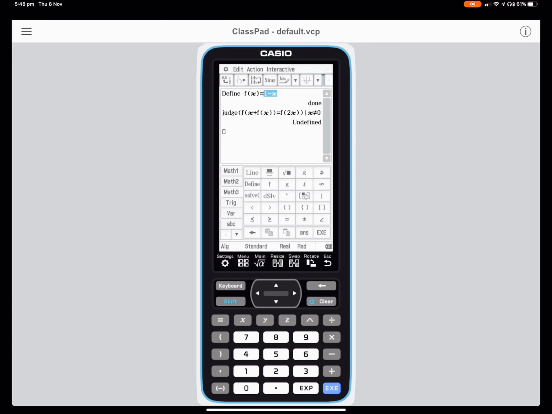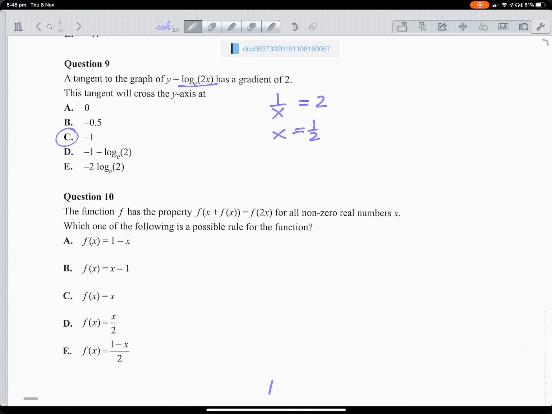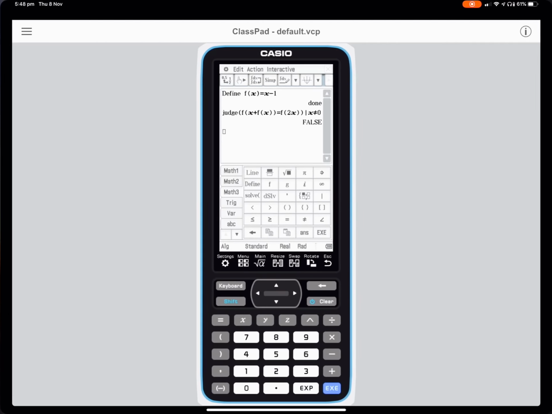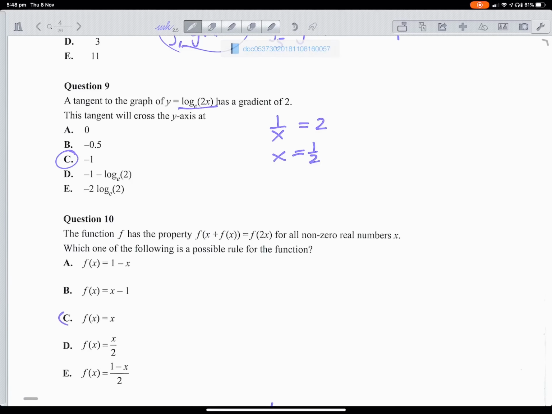Okay, I think the next one was x minus 1, false. What was the next one? x. True. So it is x.